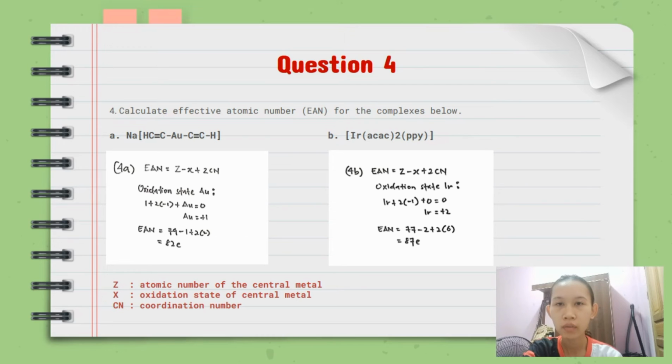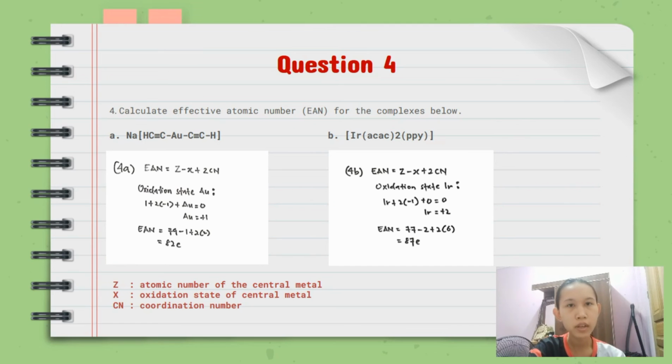For question 4a, first we find the oxidation state of Au, or gold. So 2 times -1, because there are 2 ligands with -1 charge, plus Au equals 0, and we get Au is +1. Then we calculate the EAN. We have 79, the atomic number of gold, minus 1 because the oxidation state is +1, plus 2 times 2 because there are 2 ligands attached to the gold. So we get 82 electrons.